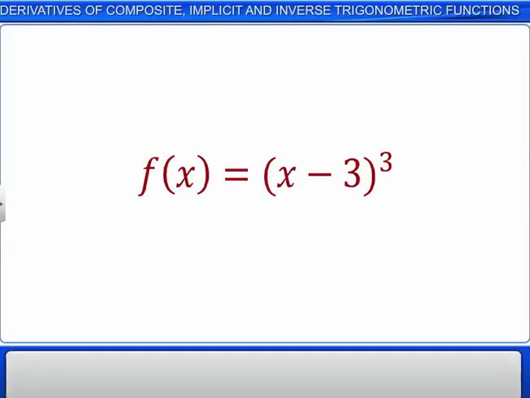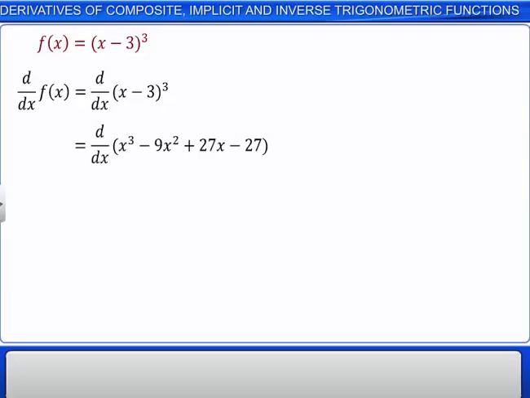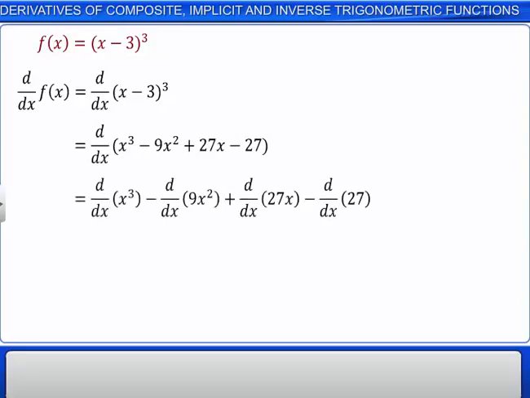Let's find the derivative of the function f of x is equal to (x minus 3) whole cubed. First, we'll expand the expression using the binomial expansion and then find the derivative of each term. Therefore, the derivative of f of x with respect to x is equal to 3x squared minus 18x plus 27.